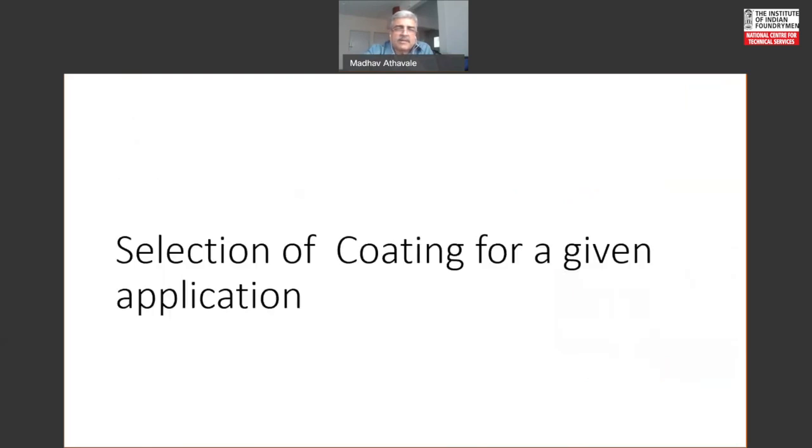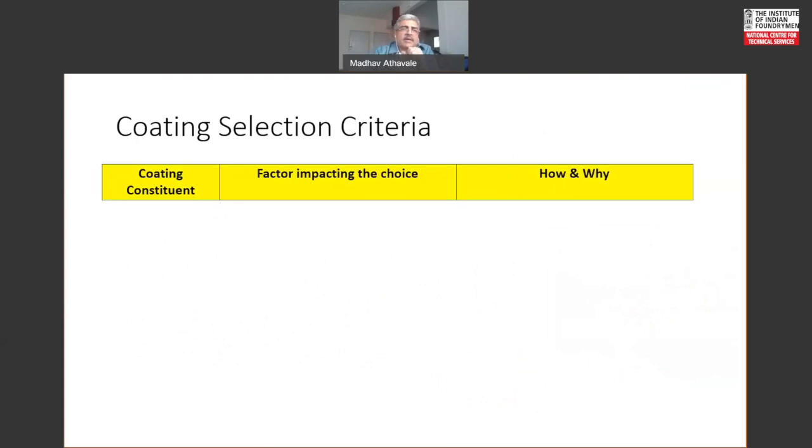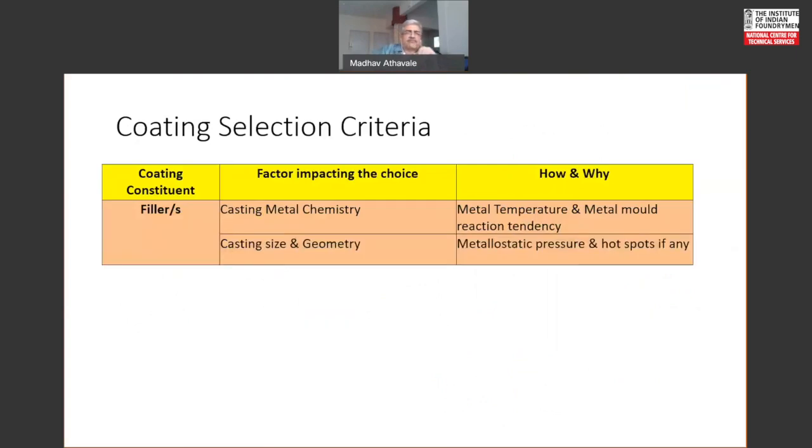Now let's look at selection of coating for a given application. And here are the selection criteria. So how do you go about selecting the coating constituents? And what are the factors which decide the choice of the filler or filler combinations? And how do you do that? So fillers are largely governed by casting metal chemistry and casting size and geometry.